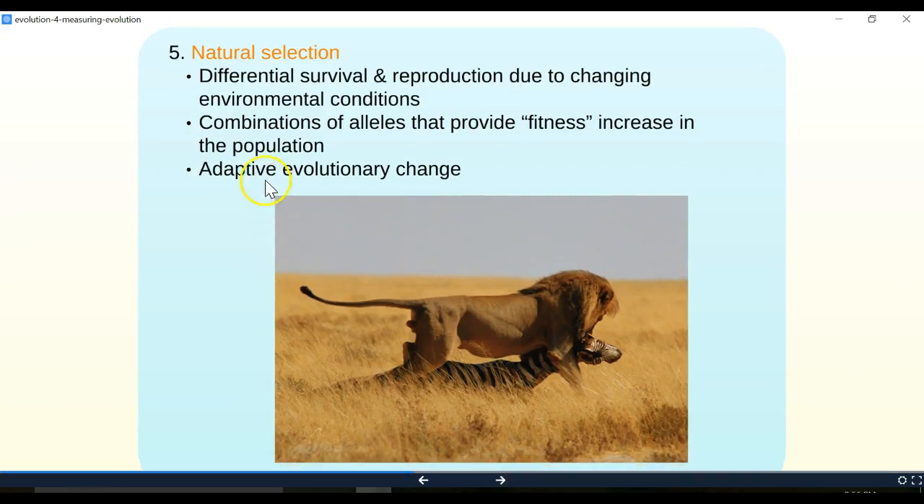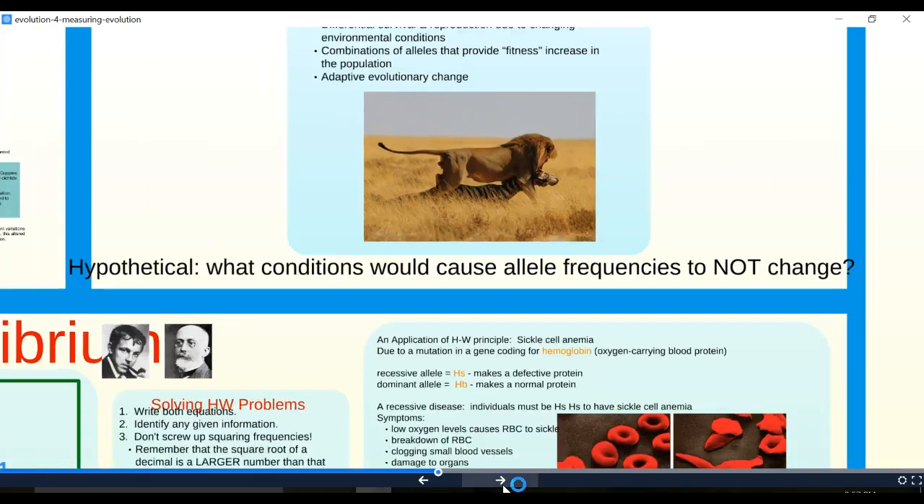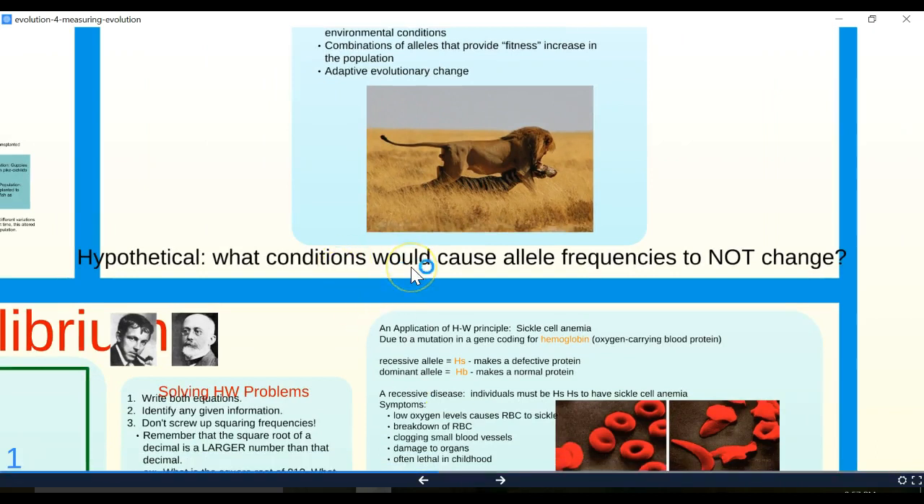Natural selection, of course, is the differential survival and reproduction due to changing environmental conditions. So different combinations of alleles that provide fitness increase in the population. And this is adaptive evolutionary change, meaning organisms that are selected for by natural selection, we will see their populations evolve to be better suited to their environment. Okay, so what conditions would cause allele frequencies to not change?